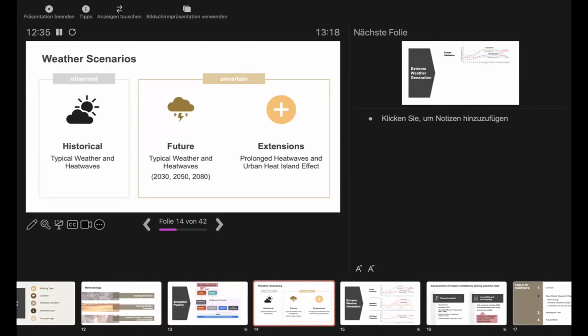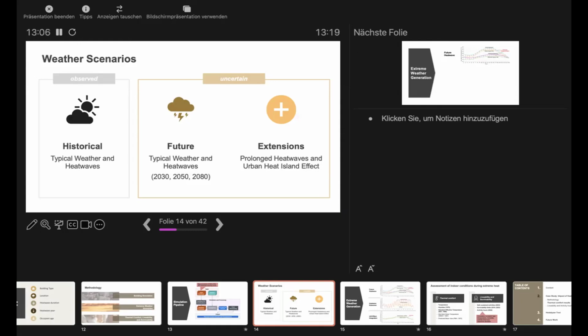So first of all, we look at historical years. For this, we look at historical data for how a typical year in the current climate looks like, and also historical heat waves. In our case, we use the 2022 heat wave. And this historical data is of course observed, so there's not a lot of uncertainty associated with it. We have measured data for these events. And then we also want to look at future data, so projected years in the future.